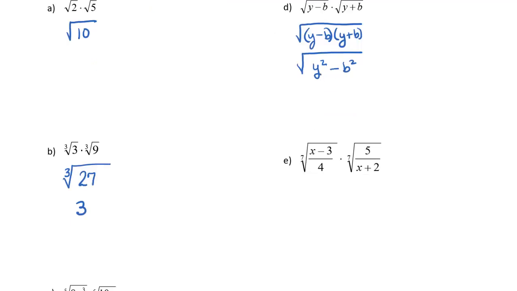This last example is the 7th root of x minus 3 divided by 4 times the 7th root of 5 over x plus 2. We can rewrite this as the 7th root of 5 times x minus 3, and I just put the 5 first because that's kind of common notation, and then in the denominator 4 times x plus 2. We can't really simplify this any further, but we might need to rationalize denominators. We'll talk about that later.